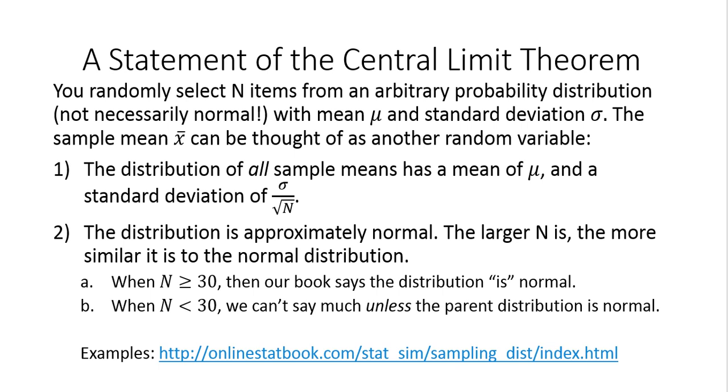The other kind of incredible statement that we get from the central limit theorem is that this distribution we get is approximately normal. The larger n is, the more similar this will be to the normal distribution. So much so that our book states when n is greater than or equal to 30, this is the normal distribution. If n is smaller, we can't say much exactly unless the parent distribution is normal, and we'll get to that later in the semester as well.